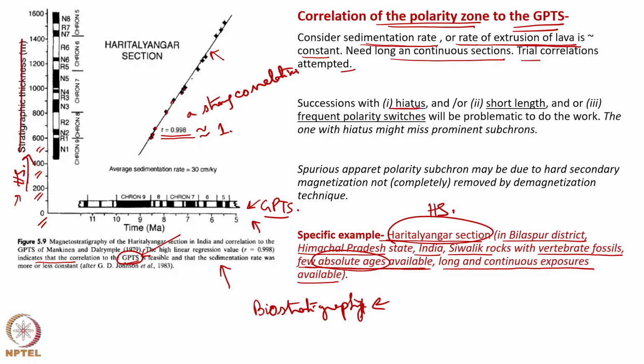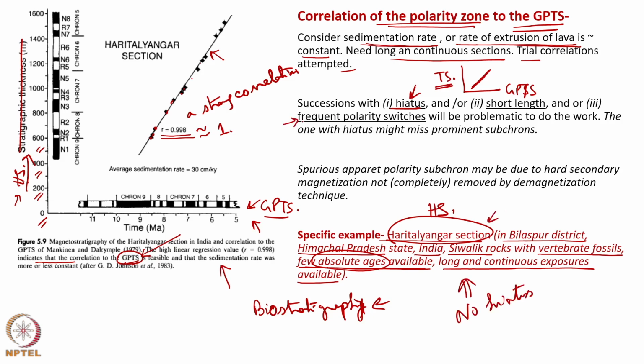Successions having a hiatus will not make it possible to generate this kind of straight line, where the GPTS is plotted along the x-axis and the trial section is here. Such a straight line will not come if there is a hiatus within the trial section, which is not the case here. We do not have a hiatus in the Haritaliangarh section.